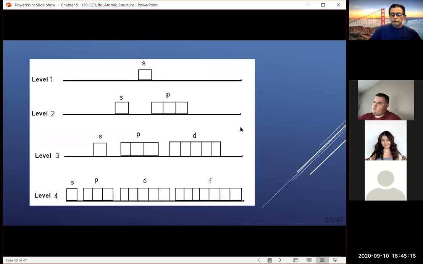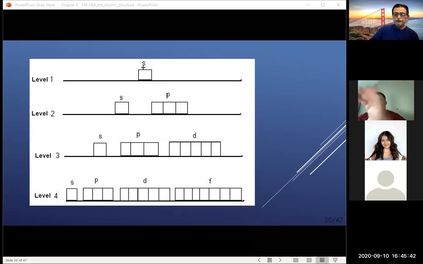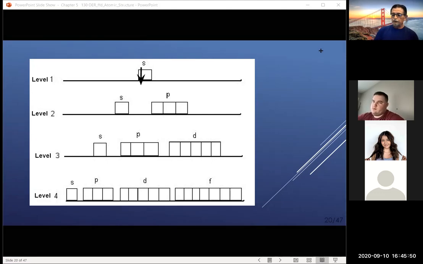Okay. So this diagram here shows you the levels and the orbits. Now, there's a little box. In every little box, you can handle, it represents an orbit, you can handle 2 electrons. So if I were starting with hydrogen, hydrogen has 1 electron, right? So that arrow represents one electron. 1s1. 1 means superscript 1.